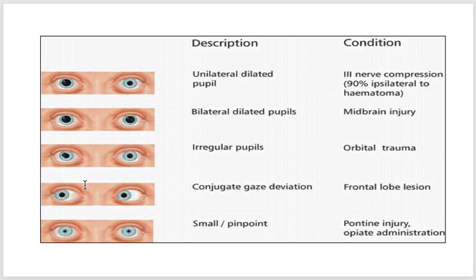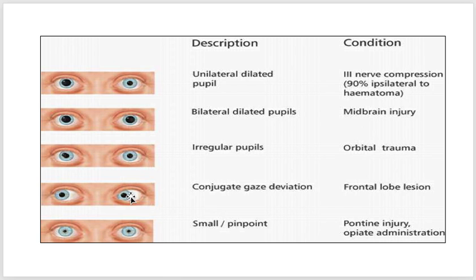Then we check the pupils, right? Either they are bilaterally equal and reactive or not. You can see over here, in this patient, there is one dilated pupil and one normal pupil. So it could be third nerve compression. In this one, there is bilateral dilated pupil. In midbrain injury, irregular pupils, you can see like this one. It could be in orbital trauma.